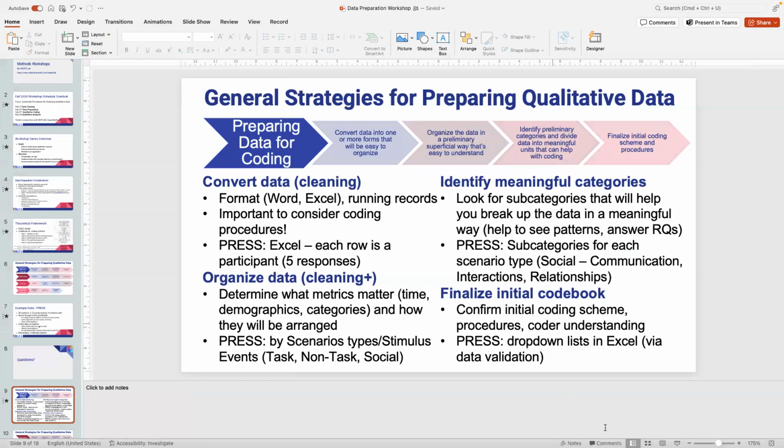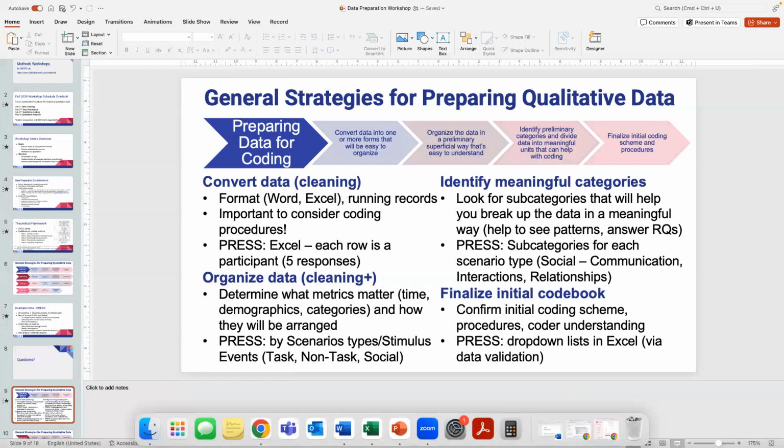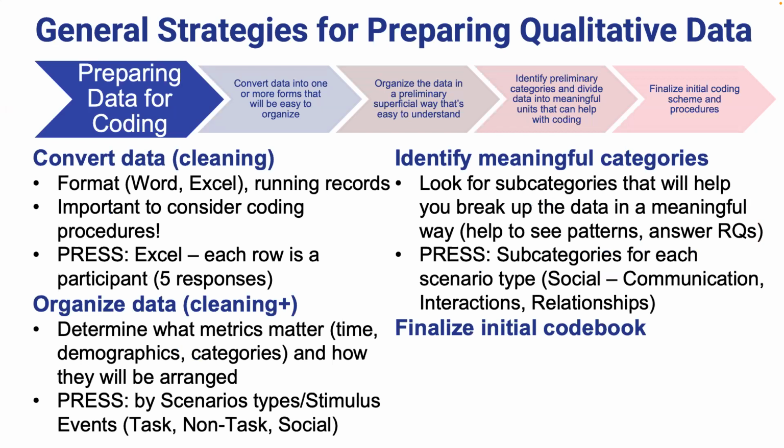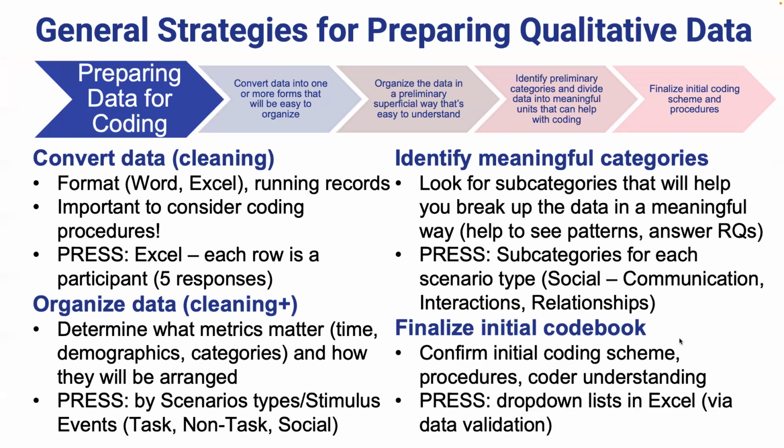The other one, if you're using NVivo or MaxQDA or something like that, finalizing your initial code book is building out all of the codes and so on in the system. Again, just having a clear plan, sharing the file, all that kind of stuff.